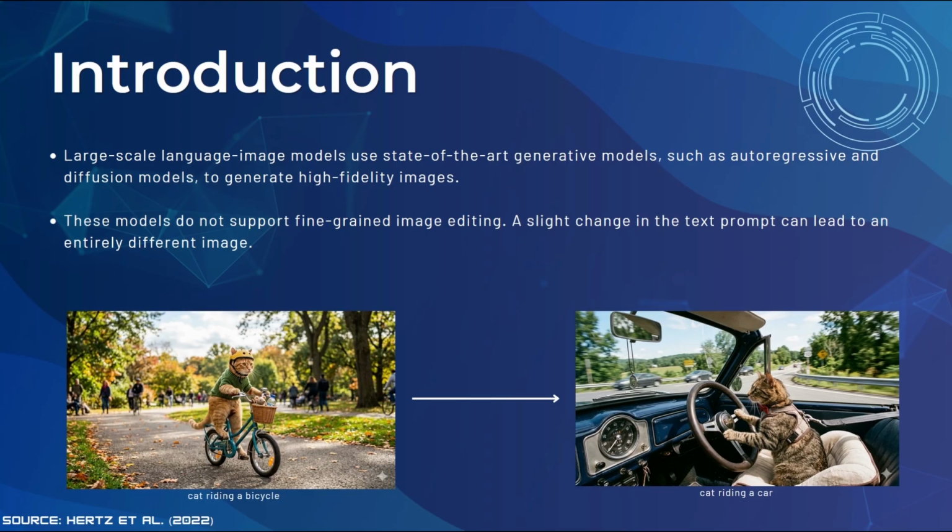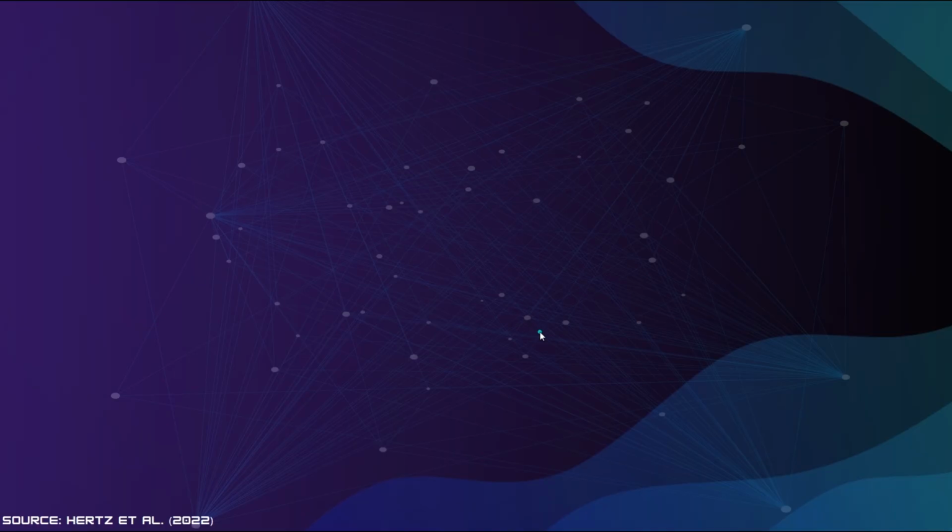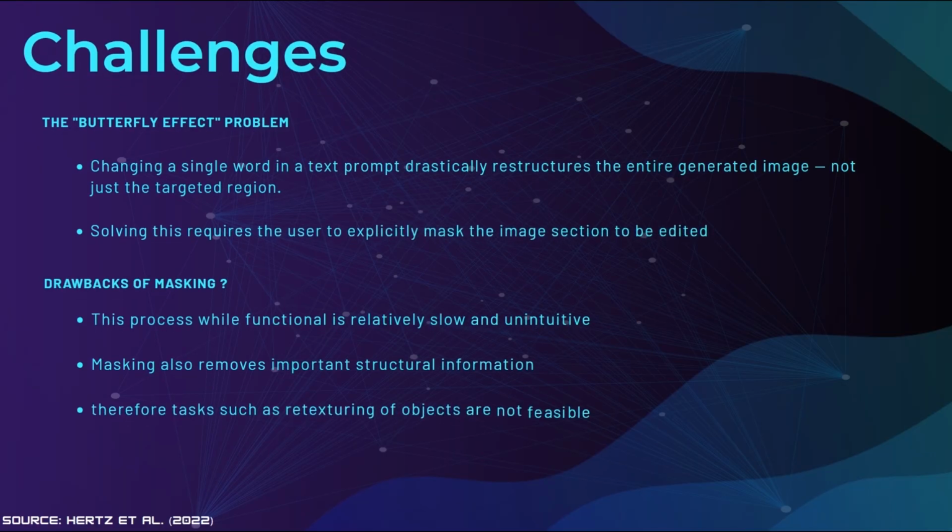So, you see, one of the biggest problems with editing AI images, or any image in general, using prompts specifically, is that a single word can effectively change the entire image. So, for example, here I have an image of a cat riding a bicycle, and I simply change the prompt saying cat riding a car. Now, this image is totally different from this image. In fact, the cat is also different from this image. Now, the reason why this happens is because of something called the butterfly effect, which means that a single word can drastically change the composition of the entire image.